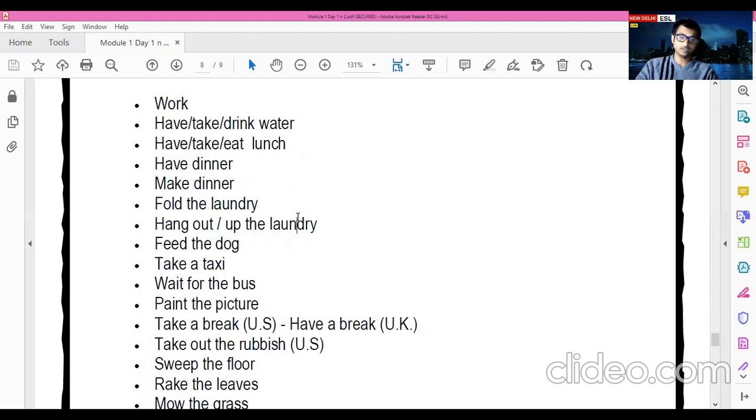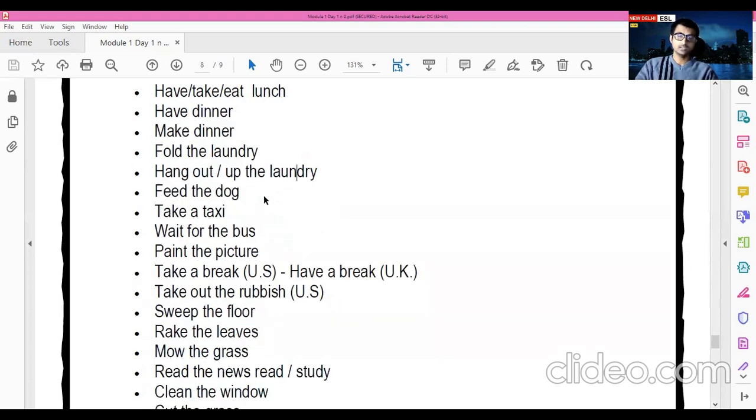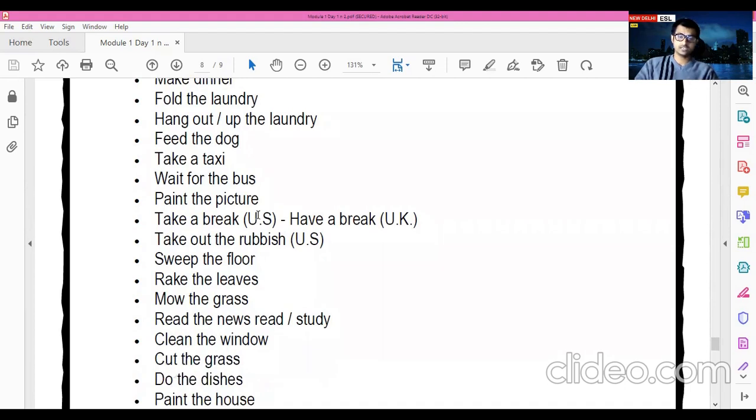Okay, do you hang out or hang up the laundry? Okay, so yes, I hang up the laundry. You can say. Now, do you feed the dog? Do you feed the cat? Okay, yeah, I feed the dog. I feed the cat. Do you hire a cab or do you take a taxi? Okay, this can be another question. Now, do you wait for the bus? I wait for the bus. I don't wait for the bus. Okay, this is how you can reply.